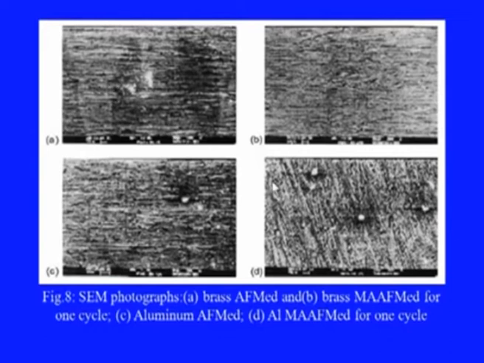This is in case of brass, and this is in case of aluminum, and this is prior to the magnetically assisted AFM. This is conventional AFM, and this is magnetically assisted AFM surface, which we can see undoubtedly much better than what is obtained with conventional AFM process. This is true in both the cases, like in aluminum as well as in brass.